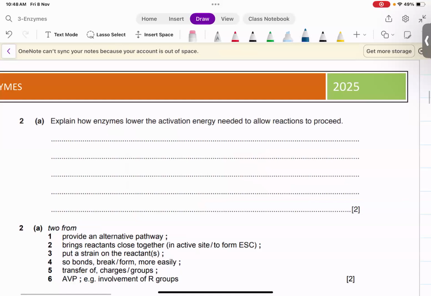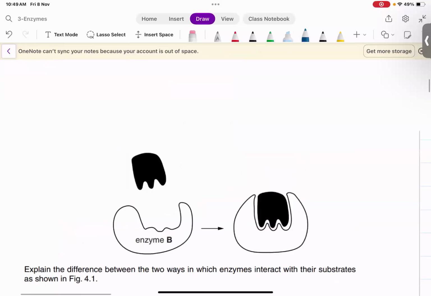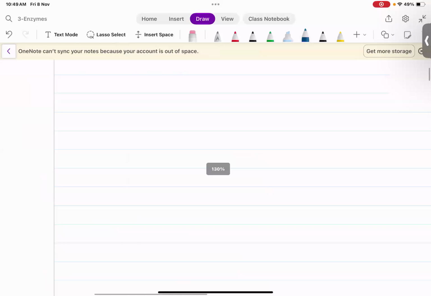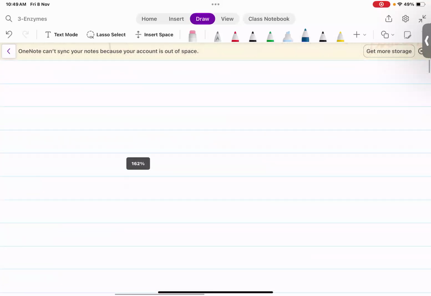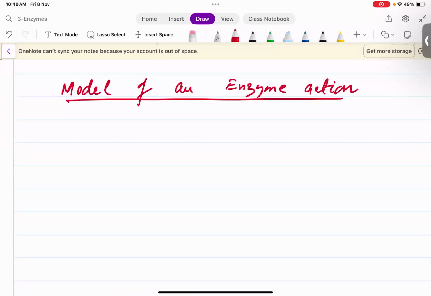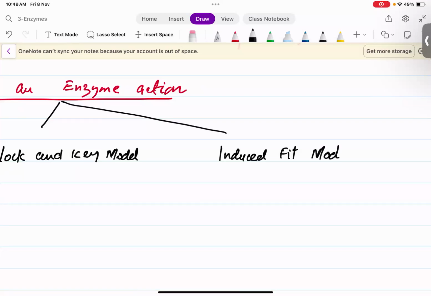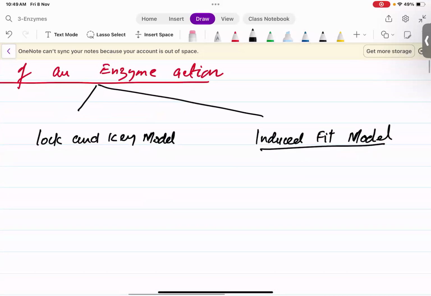So, explain how enzymes lower the activation energy needed to allow reactions to proceed. We will discuss this in the lock and key model. The next topic is the lock and key model of enzyme action. There are two theories proposed to explain the mode of enzyme action. One is the lock and key model or hypothesis, and the other is the induced fit model, or the induced fit hypothesis.